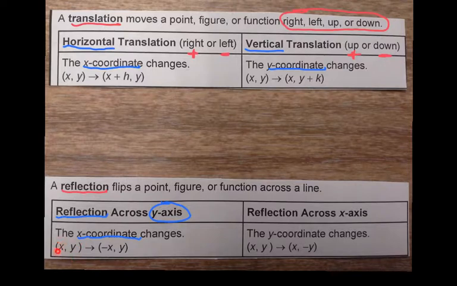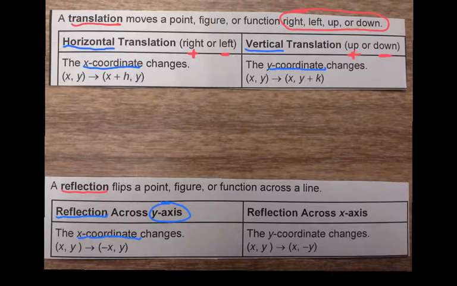We have a point (x, y), so remember those are going to be numbers. You change the sign of the x and the y stays the same. Now x can be negative. If you have a negative x, it's going to become positive over here. But right now it's positive, so that's why they changed it to a negative. You change the sign of the x coordinate when you have a reflection across the y-axis.